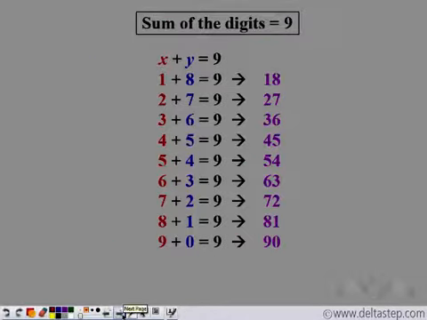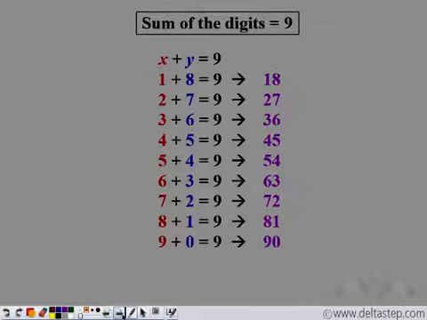Now using this linear equation in two variables, we have got these possible values. But observe that we have not got a single value for the number. We still have 9 possible numbers. So a linear equation in two variables does not give us a unique solution. As in this case, it does not give us a single number. It gives us 9 numbers.